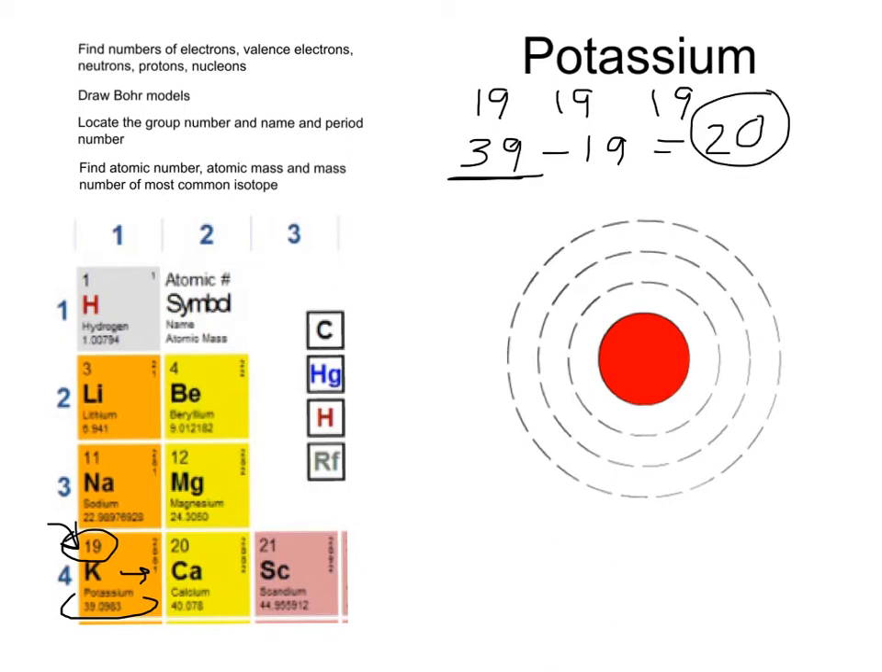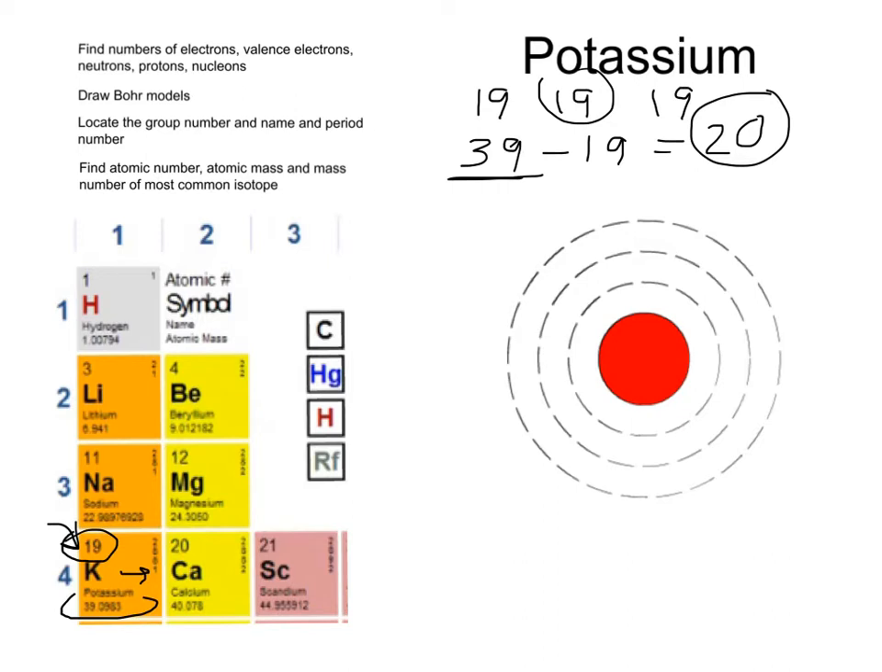So 20 neutrons. Now, we want to know how many protons we have. We already figured that out. That's 19. That's the same as the electrons and the atomic number. Nucleons refers to protons and neutrons together. So how many of those do I have? Well, I have 19 protons and 20 neutrons, so I must have 39 nucleons in the nucleus.